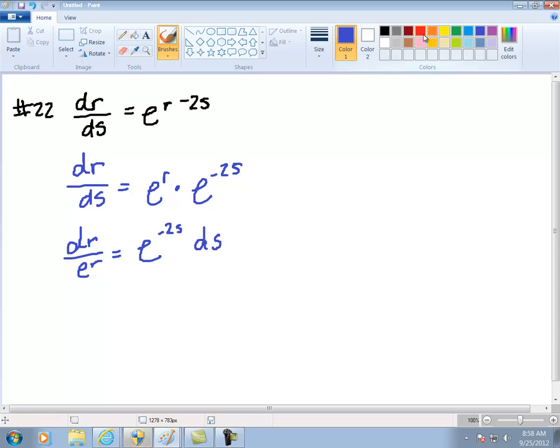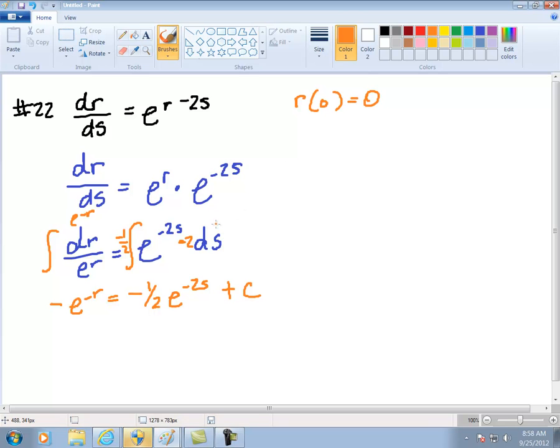And now once I've separated it, which I have, I can integrate both sides. All right, this is the same thing as e to the minus r, so I'd need a -1. So the integral is just going to be minus e to the minus r. And over here, I need the -2, so I need to have a -1/2. So this is going to be -1/2 e to the minus 2s, and then plus my constant. I forgot to tell you that we're also given an initial condition here, which is when x is 0, y is 0, or r and s.